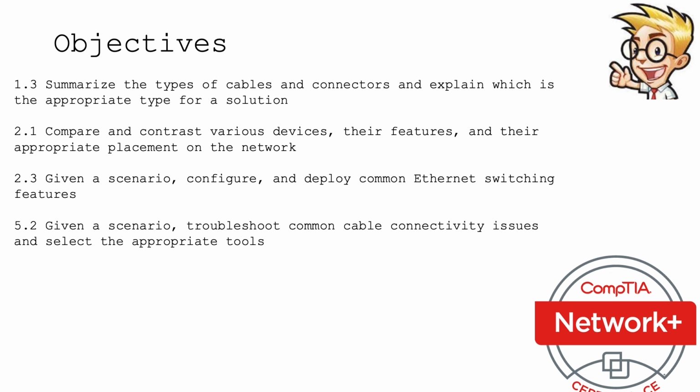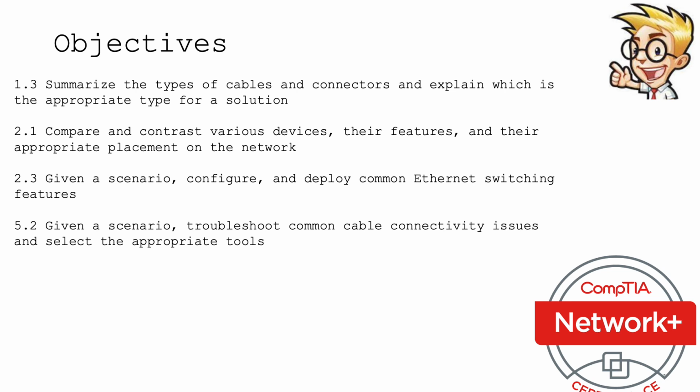Okay, let's take a look at the objectives. I'm going to read them. 1.3, summarize the types of cables and connectors and explain which is the appropriate type for a solution. 2.1, compare and contrast various devices or features and their appropriate placement on the network. 2.3, given a scenario, configure and deploy common Ethernet switching features. 5.2, given a scenario, troubleshoot common cable connectivity issues and select the appropriate tools.